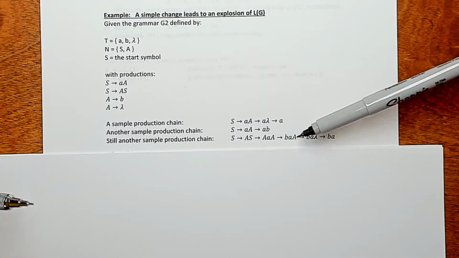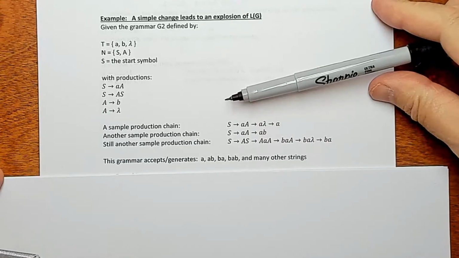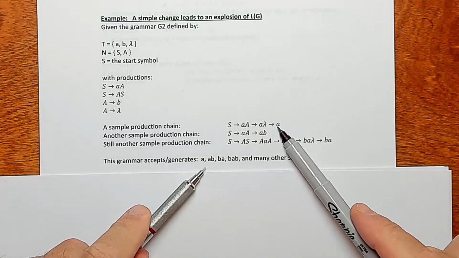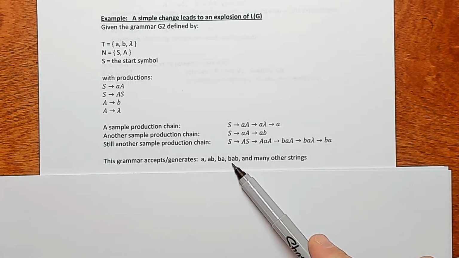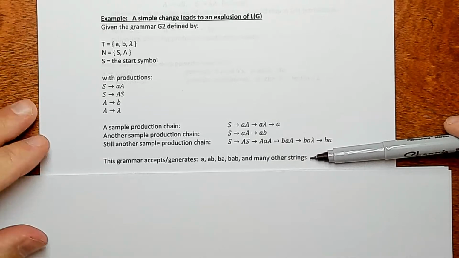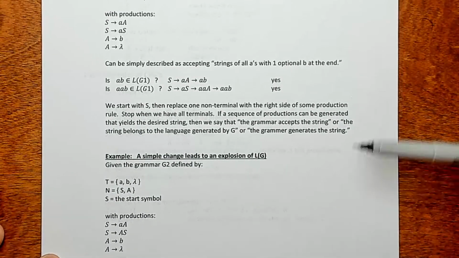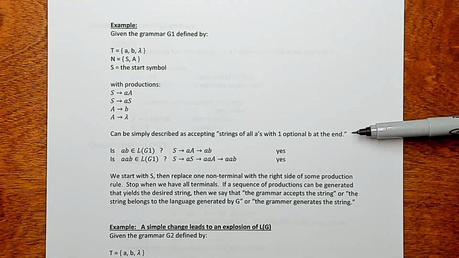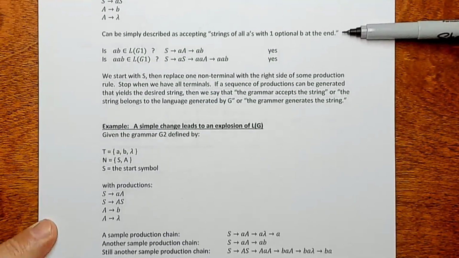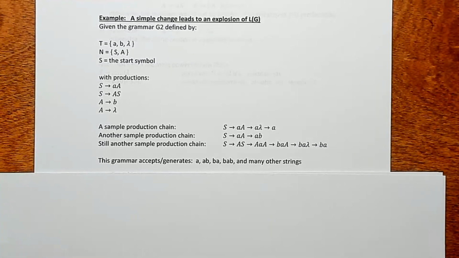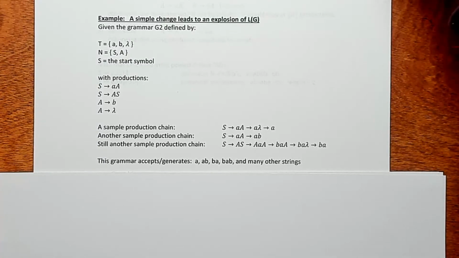What can we say in general about this grammar? Not much. I mean, we can say that it accepts A, B, and BA, and it also happens to accept BAB and lots of other strings. It's difficult to characterize this particular grammar in a simple definition. Unlike the previous one we did, where it's easy to characterize this grammar G1 in terms of a single line description. The second grammar G2 is much more difficult to characterize.